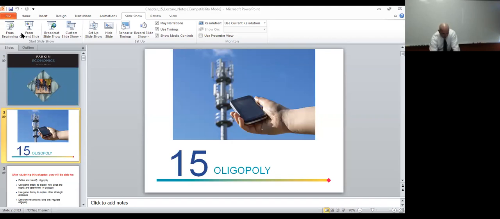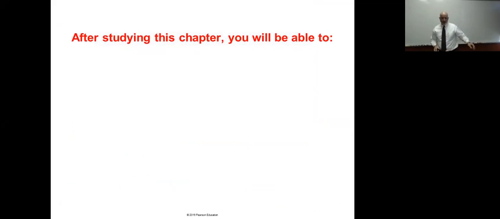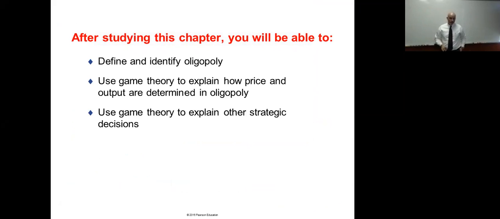Okay, chapter 15, oligopolies. Who wants to start out? What is an oligopoly? The market structure in which natural or legal barriers prevent the entry of new firms and only a small number of firms compete.